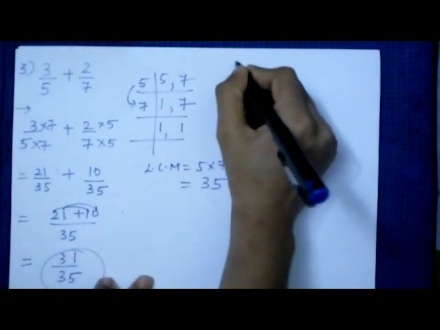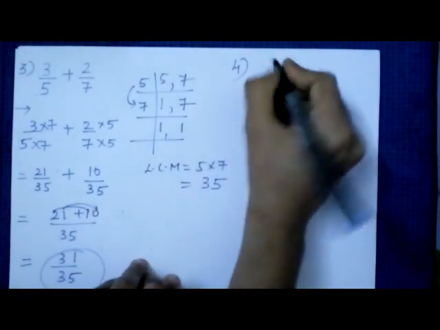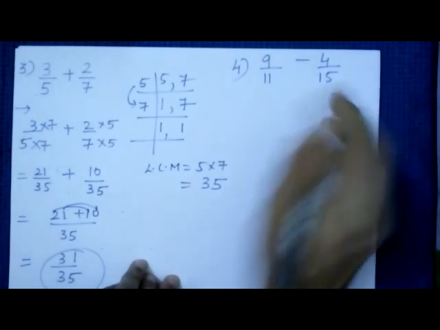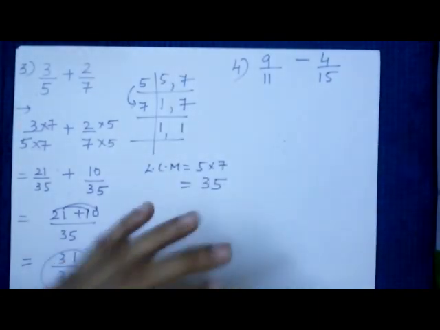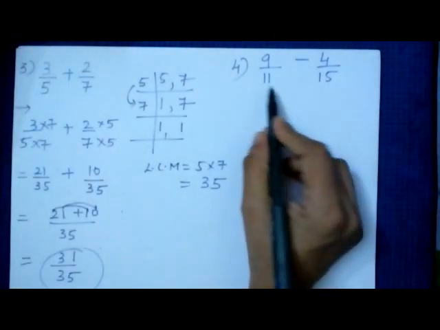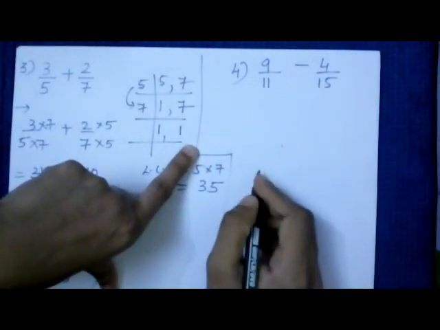Now the fourth sum is 9 upon 11 minus 4 upon 15. Again, the denominators are different, so you need to take out the LCM. It is of the same type but the denominators are 11 and 15. Okay, I will show you this fourth sum. So 9 upon 11 minus 4 upon 15.